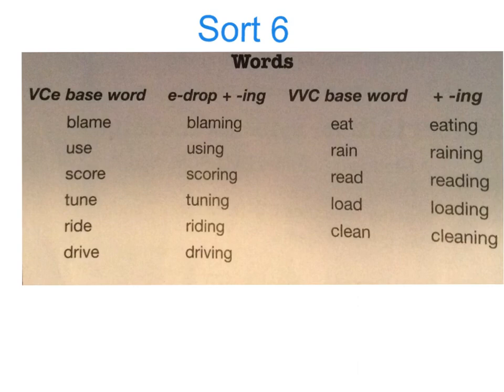Now let's see how you did. Let's look under our first word pattern where we just have our VCE base words. We have the words blame, use, score, tune, ride, and drive. All of those have an E following the vowel consonant. So we had to drop the E before adding an ing. So next to blame, you have blaming. Then we have using, scoring, tuning, riding, and driving.